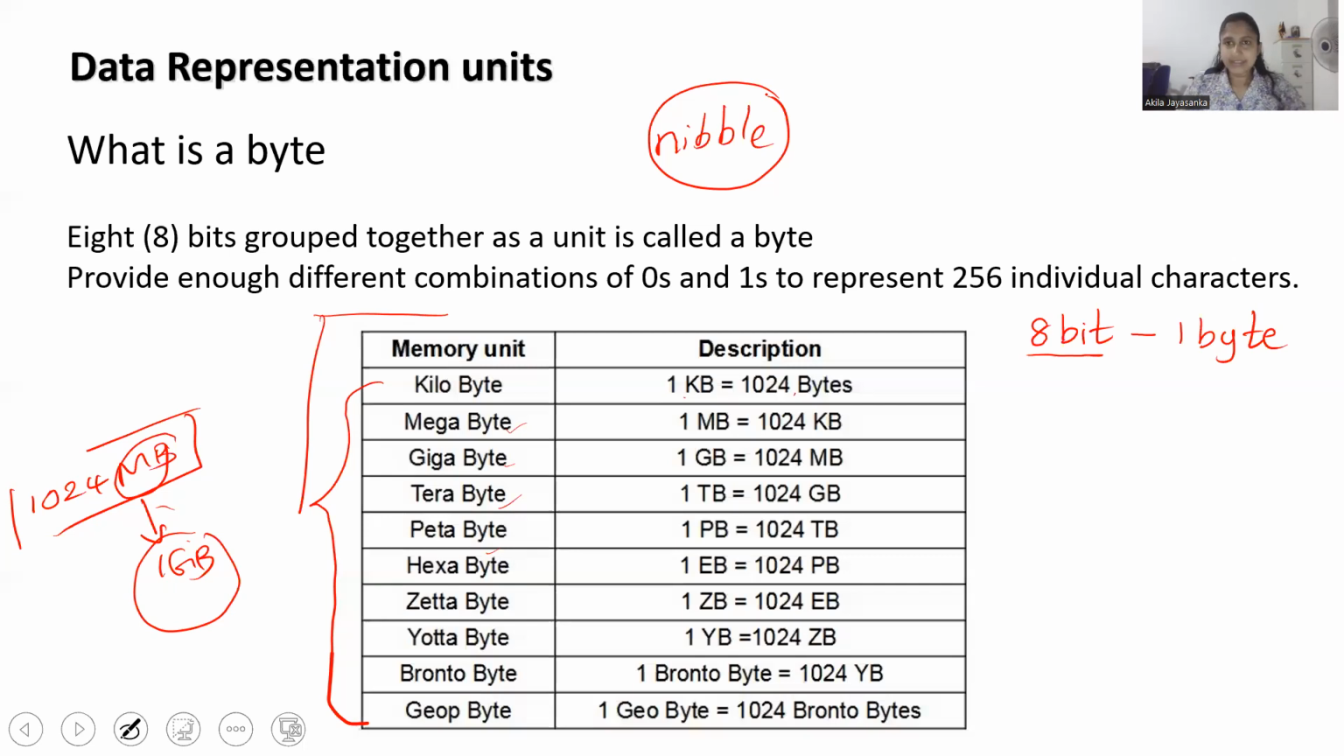Ma'am, nibble equal to what? Which number of other scales? Simply, I think for nibble we can get it as 1 bit.